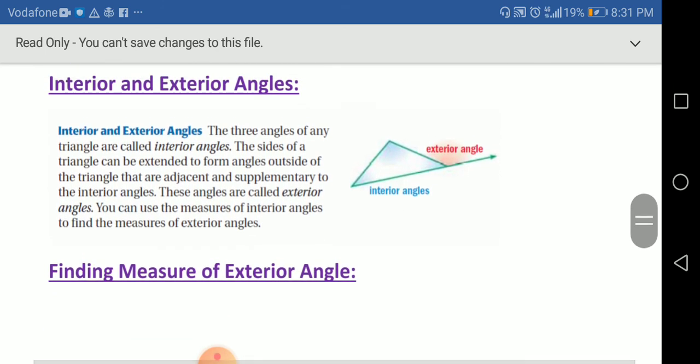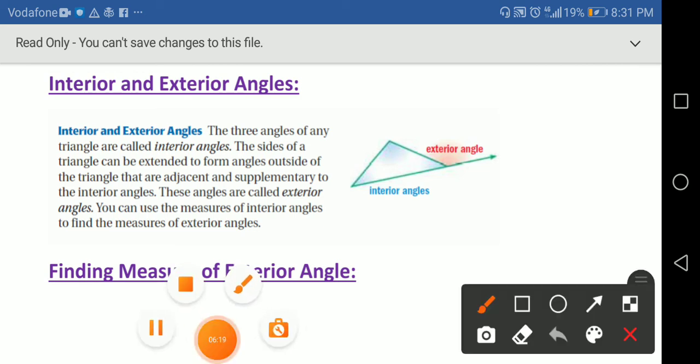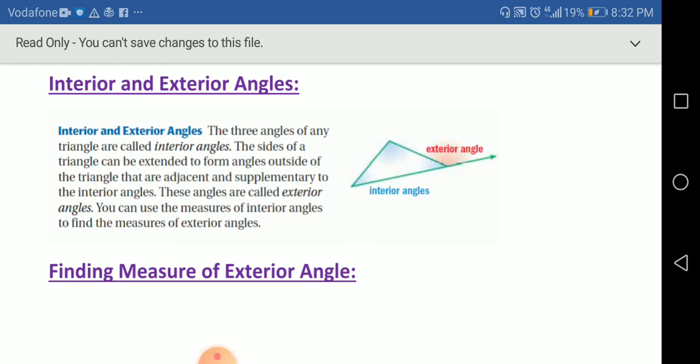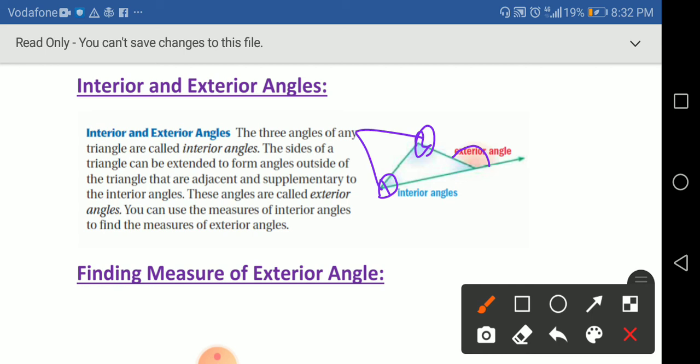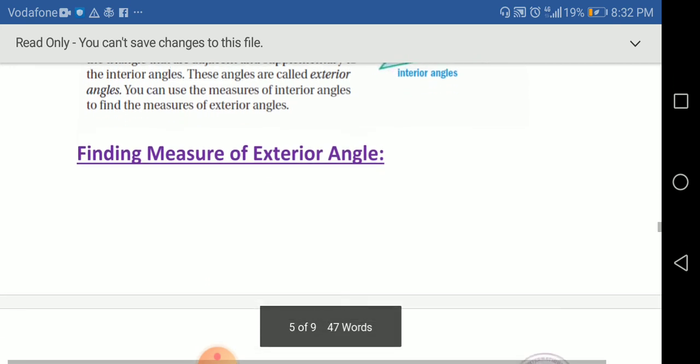Okay guys, we have here the interior and the exterior angles. The interior angles, the angles inside that triangle, are called interior. The sum of them gives me 180. What about the exterior angle? This angle is an exterior angle. If I have the measure of angle 1 and the measure of angle 2, the sum of angle 1 plus angle 2 will be equal to the exterior angle. This will be taken in grade 9.